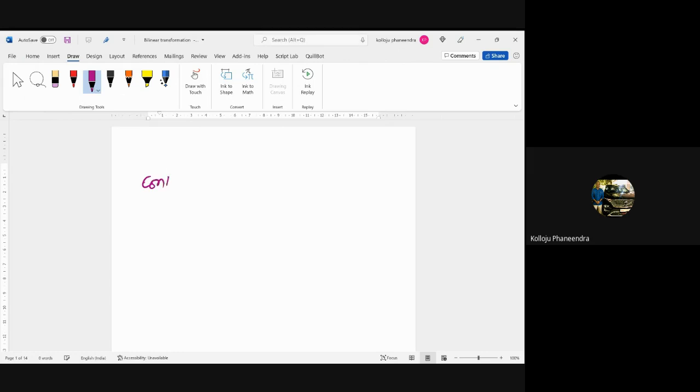Conformal transformation. Conformal transformation in complex variables, complex functions. Suppose, see the definition of conformal transformation.